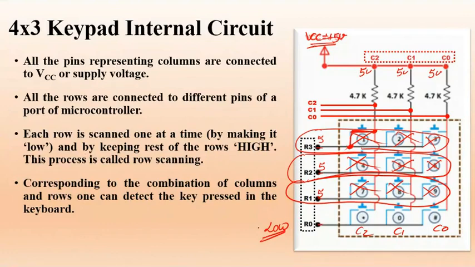It means I am going to make row number 0 low. Okay. So this is low. So that means I can detect star, 0 or hash. I can detect one of these 3 keys. Then how can I detect which one is pressed?